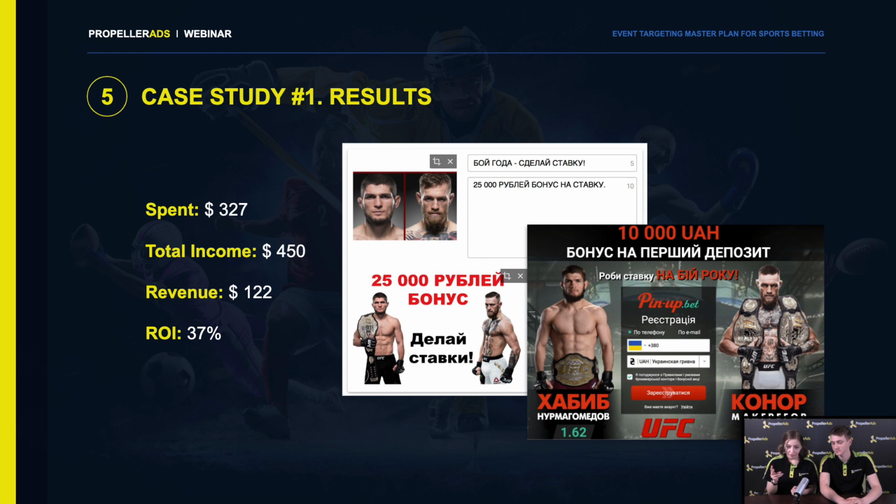The campaign lasted for only 2 days, and the ROI was 37%, and with a total income of $450 and $327 spent, we have a revenue of 122 in 2 calendar days, which is impressive. I guess so.